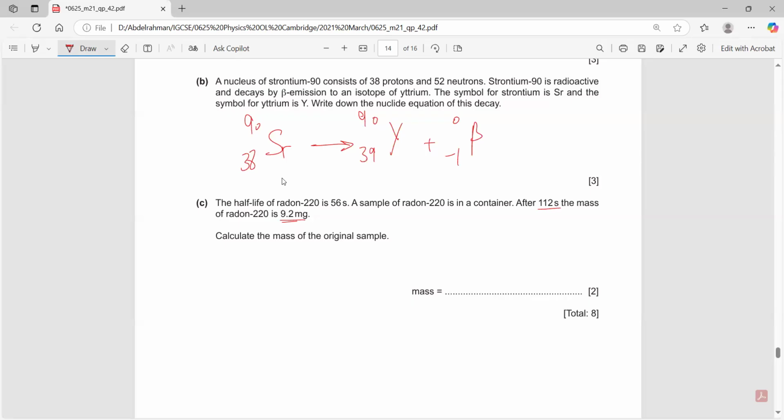Can I find the mass of the original sample? Yes. First of all, 112 divided by 56 is 2 half-lives, meaning that you have already divided by 2 two times. So basically, you need to multiply this mass by 2 two times. What is 9.2 times 2 times 2? It would be around 36.8 or 37 milligrams. So this is the original mass.